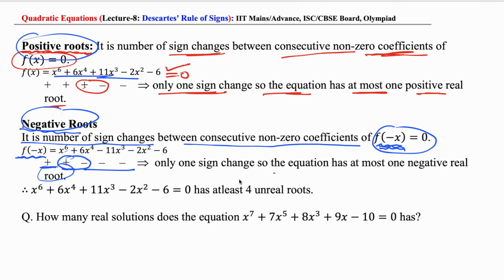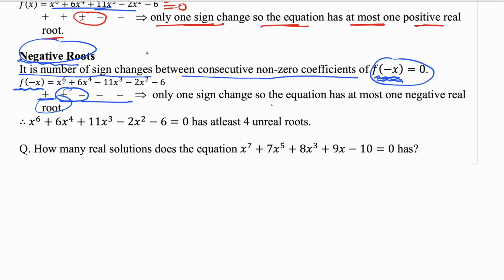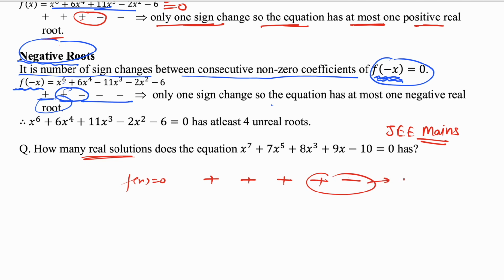Now come to the question. How many real solutions does this equation have? It is asking that. It was asked in JEE Mains. So how do we find this? First we find for f(x) equals 0, the sign changes: positive, positive, positive, negative. So there is only one sign change. Therefore, maximum one positive real root.